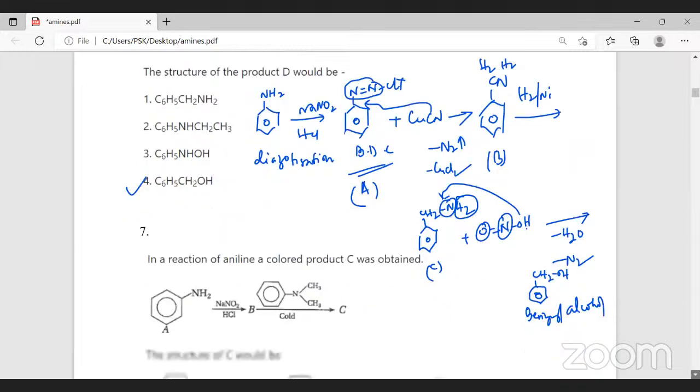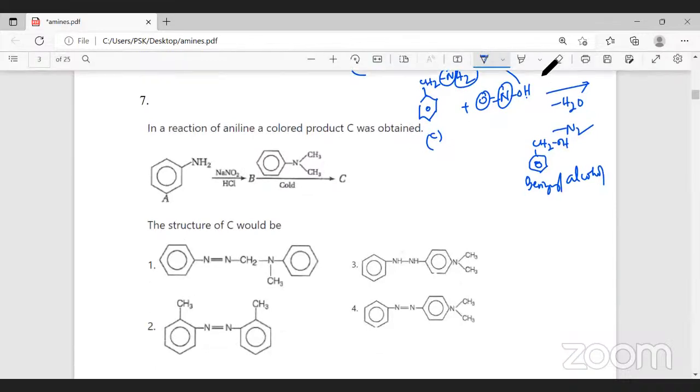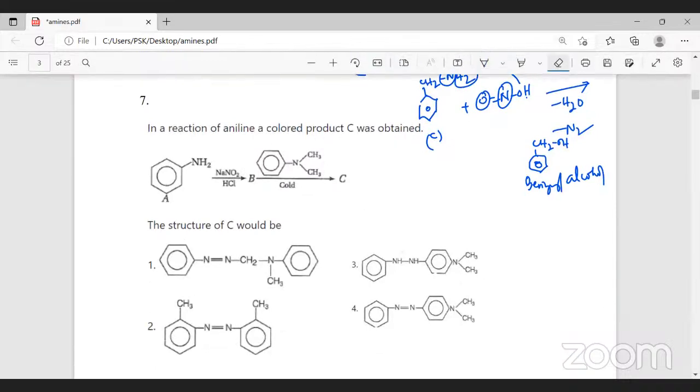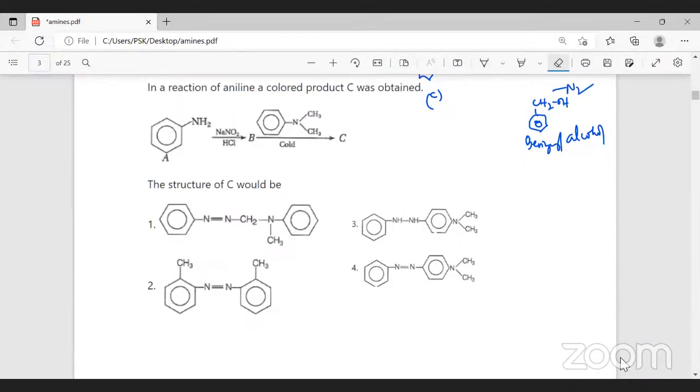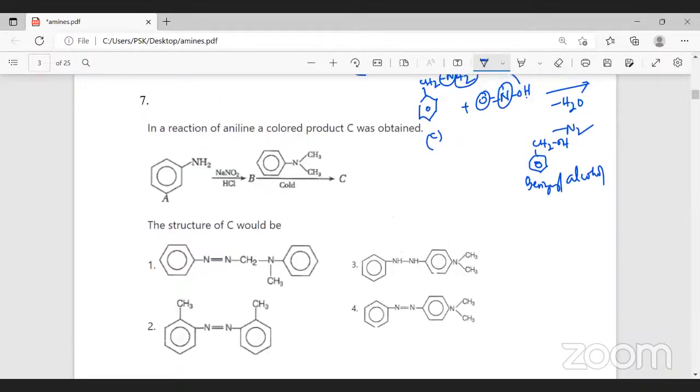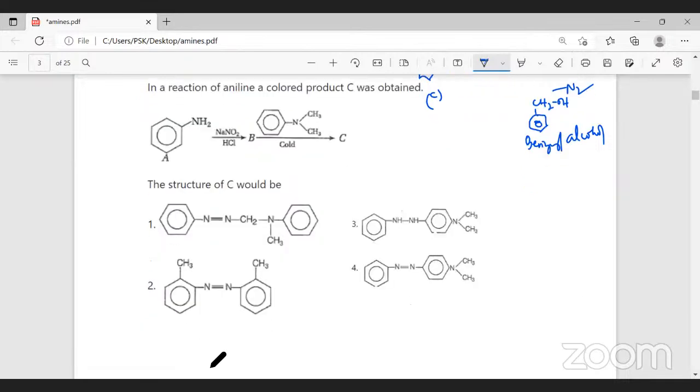The next question, I'll erase this part. All right, we'll write it later down. Now the question is, in a reaction, aniline, a colored product C was obtained. So in a reaction, this is aniline.